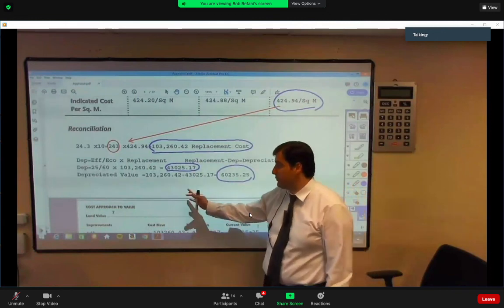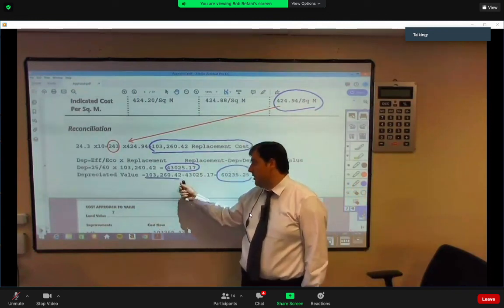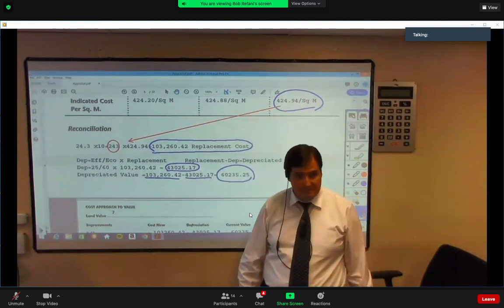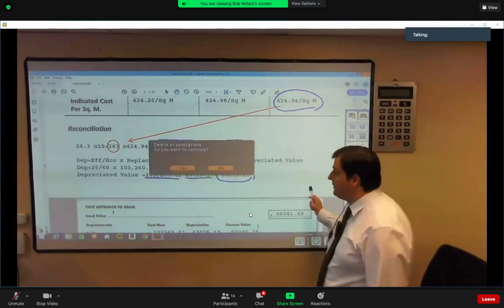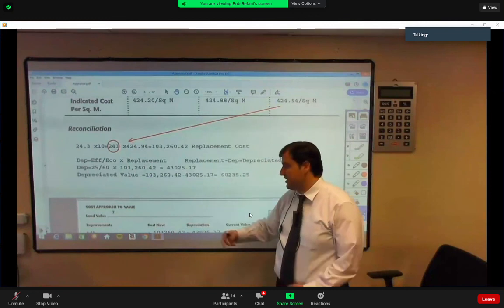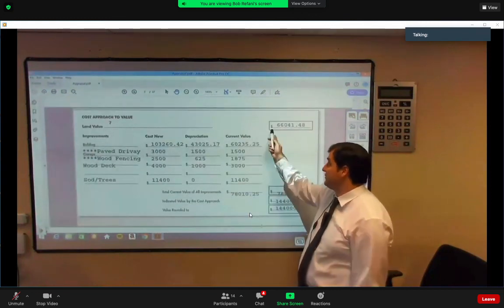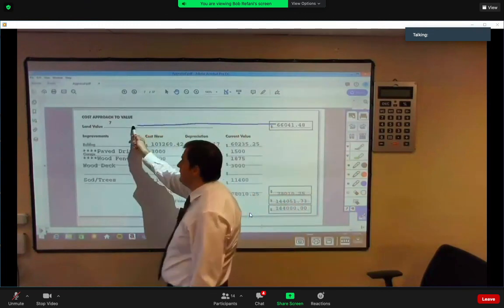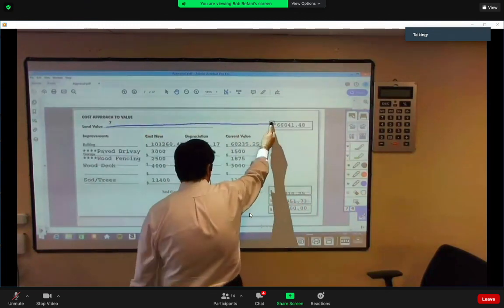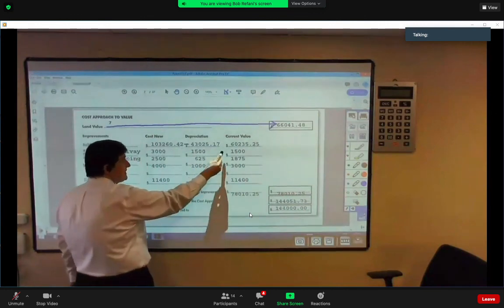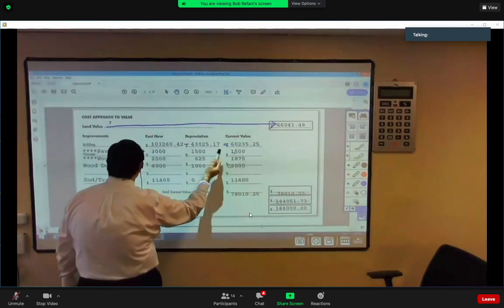Today is 60,000. Although it's going to cost me this much to build brand new, this much is gone. So this is what's left. Now they're going to give you this chart. So this chart is going to be given to you. So you have the land value. So you got the 66,000 from the land value. Now everything on the land. So first the building minus, that's 60,000. We just did this one.